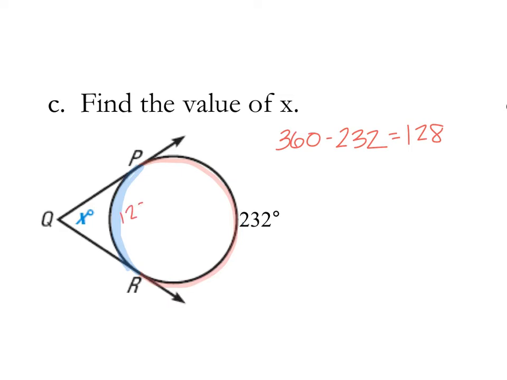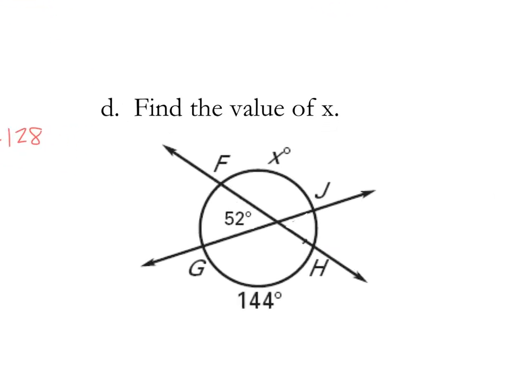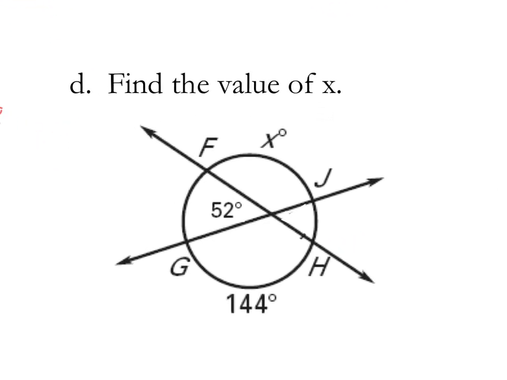So this is 128. Now you can easily set up your problem. This one also is a little bit tricky because you're not given the arc that matches up with your two angle, or you're not given the angle that matches up with your two arcs. So I know that 52 and this little x angle add up to 180. So I do 180 minus 52, and I get 128 again. Funny. 128. Now I can set up my problem.